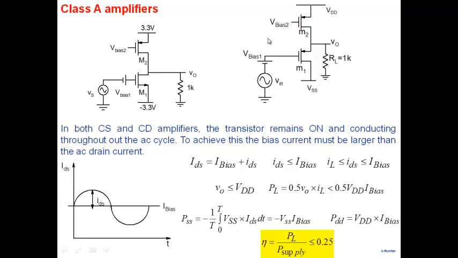When are they hot? When I don't apply any signal here, the power taken from the supply is fixed. It is this power here. Power taken from the supply is fixed. When I don't apply any input, where is that power going?